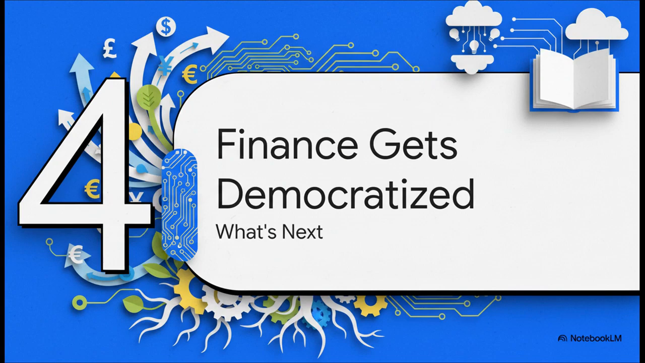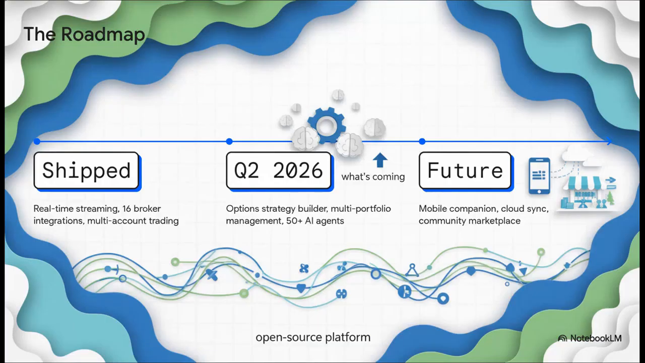Oh no. It's a living, breathing platform with a super ambitious vision. Let's just take a quick peek at the roadmap. I mean, they've already delivered an incredible amount of stuff, but look what's coming down the pipe. An options strategy builder, tools to manage multiple portfolios, expanding to over 50 AI agents. And that's just by 2026. Further out, they're planning a mobile app, cloud sync, and even a marketplace for community-built tools. The momentum here is absolutely undeniable.